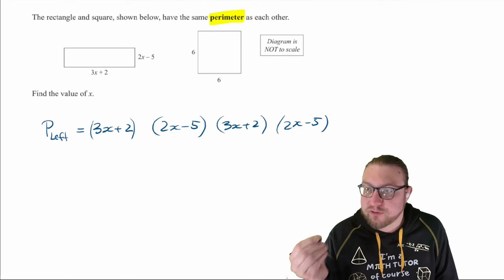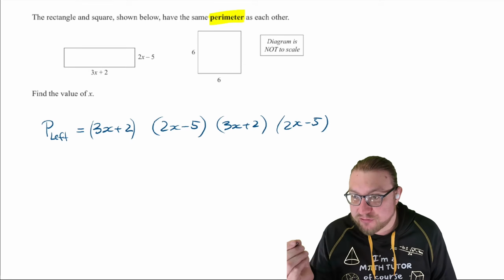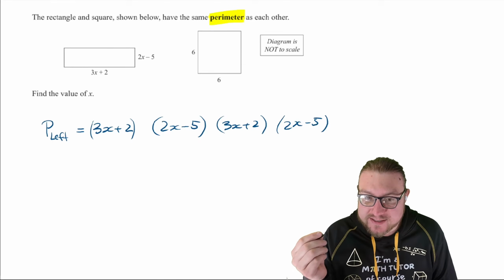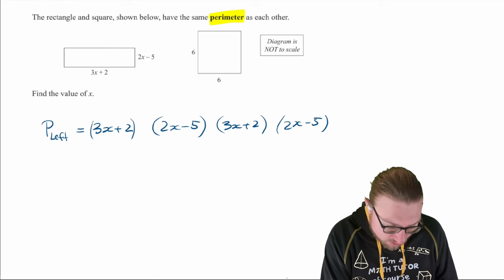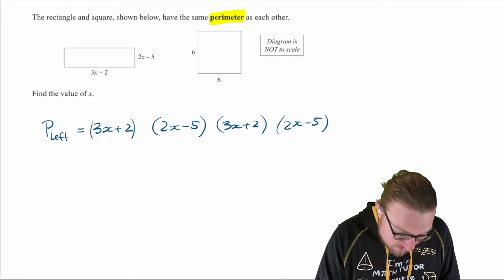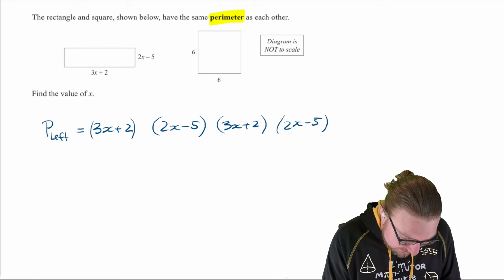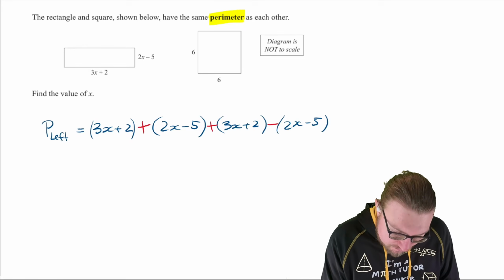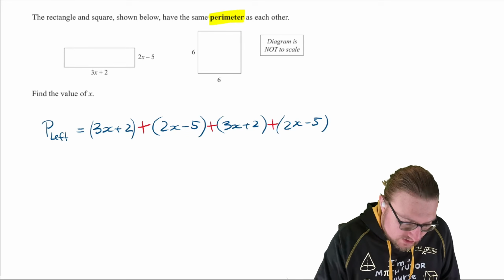And as I said before, I prefer if you guys add brackets around every time you take a whole piece of algebraic terms. Now, what do we do with all of these? We add them together because that's how we do a perimeter. We add all of the sides together.